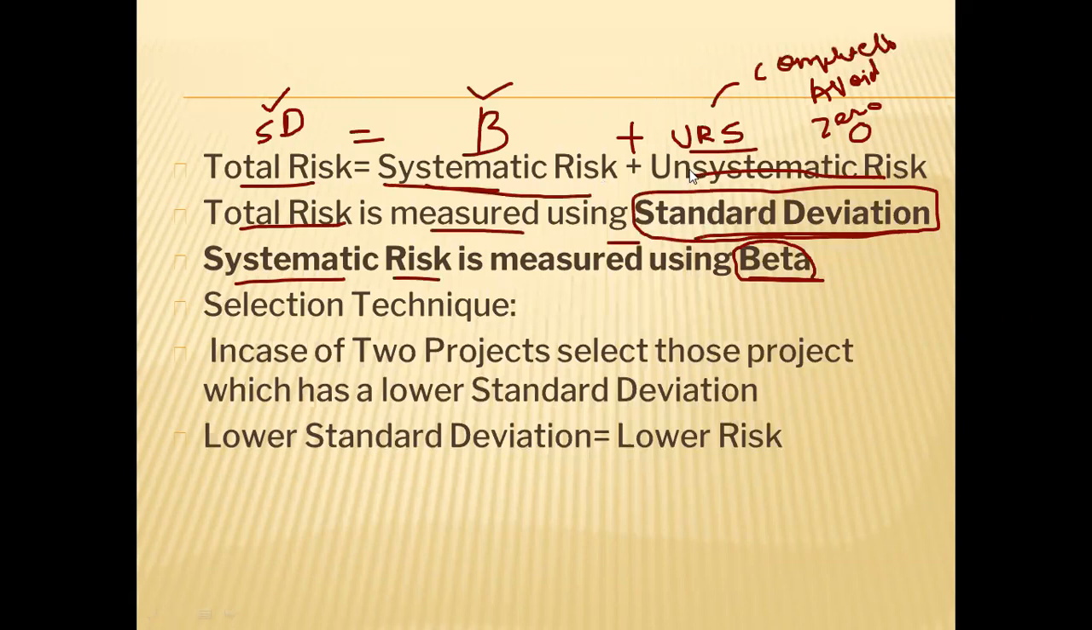So systematic risk you can mitigate, take steps to reduce systematic risk. You can manage systematic risk, but you cannot completely avoid it. First thing, and total risk is systematic risk plus unsystematic risk. Total risk is standard deviation. Systematic risk is beta. Standard deviation minus beta will give you unsystematic risk.